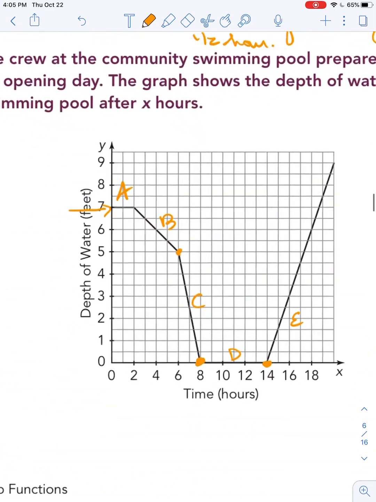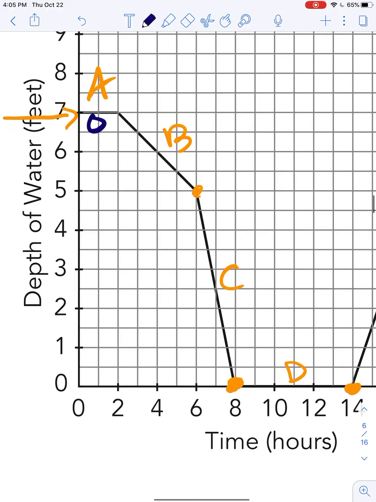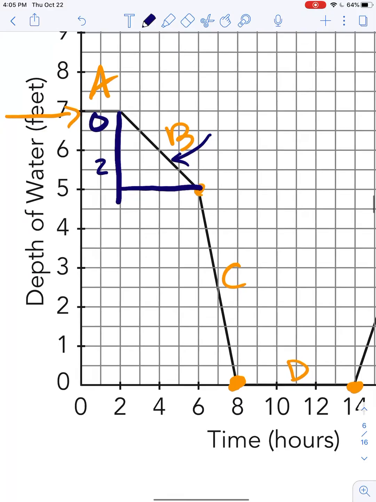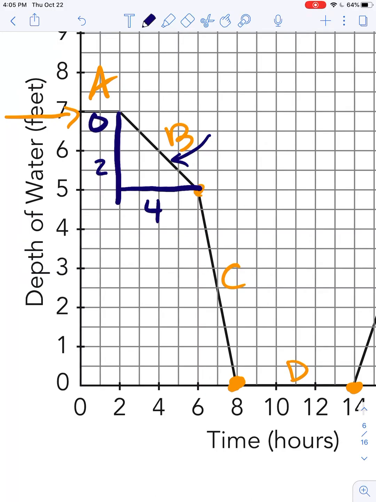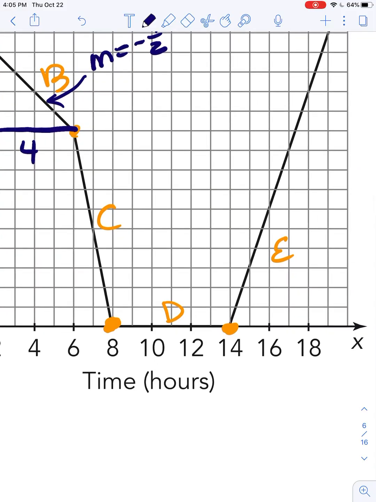Okay, then you need to find the slope of each one. So I'm going to change colors and we're going to find the slope. So that's 0. That was easy. The slope of this line right here, so let's draw this. So 5 to 7, that's 2. From 2 to 6, that's 4. So the slope on this is -1/2, because 2 over 4 is 1/2.